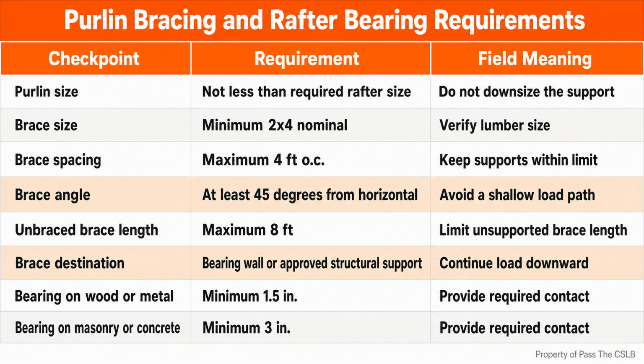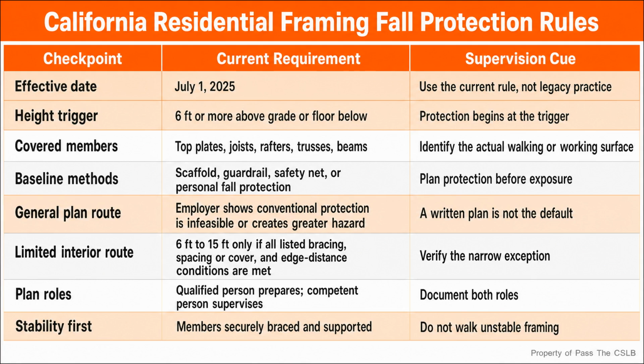An older job site memory can now be dangerous. For residential type framing activities covered by the current rule, employees walking or working on top plates, joists, rafters, trusses, beams, or similar members at 6 feet or more above the surrounding grade or floor level below need fall protection. The revised requirement became effective July 1st, 2025.